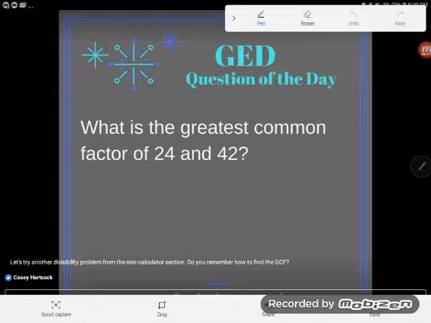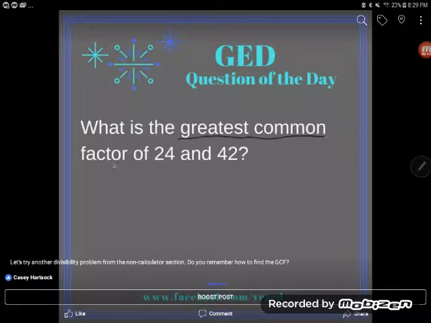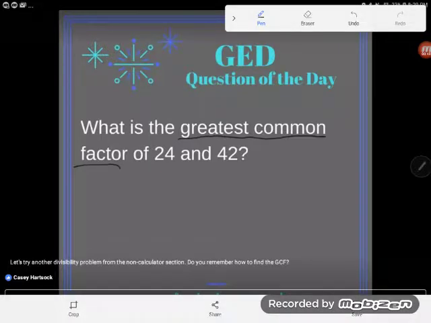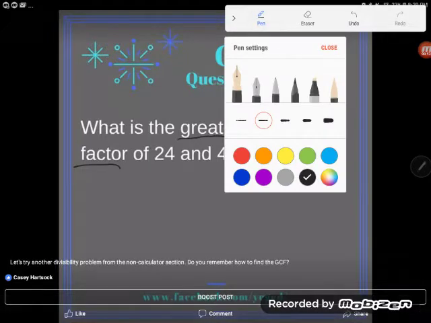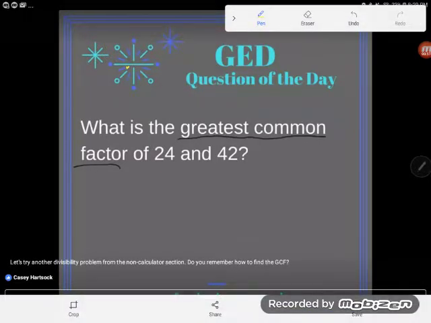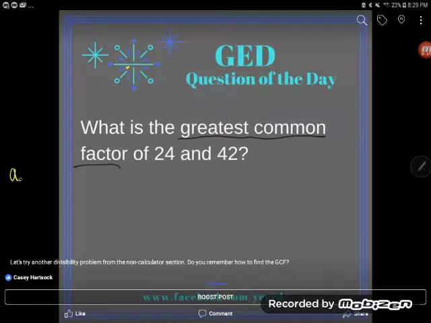What is it? It is finding the greatest common factor. I've been asked, what is the greatest common factor of 24 and 42? So there's a few ways you could do this problem. There really is. So how most teachers teach, and there's nothing wrong with this method, is they teach you to find all the factors of 24.